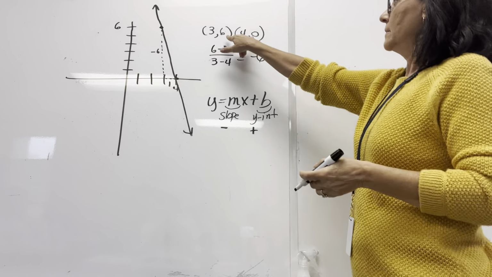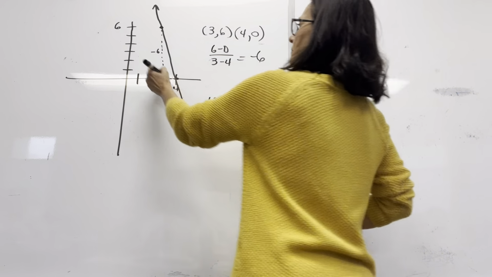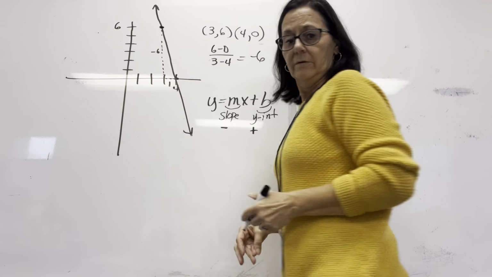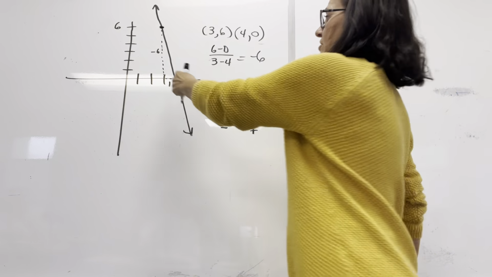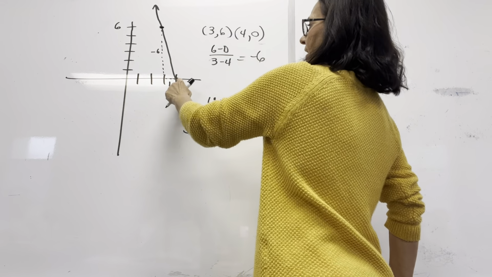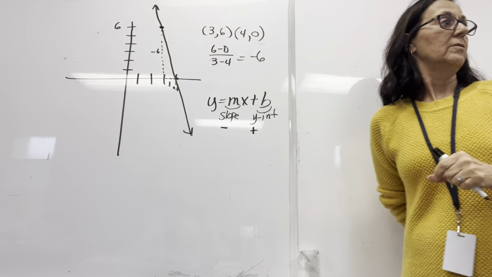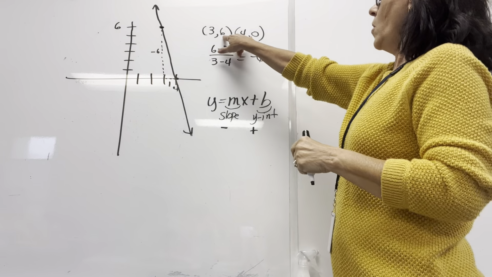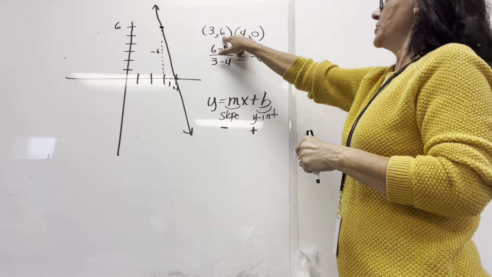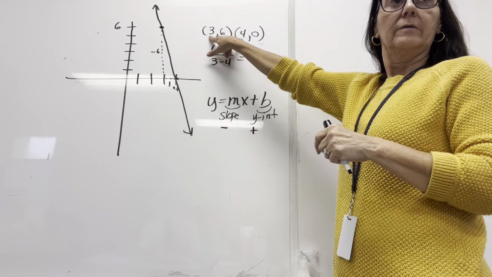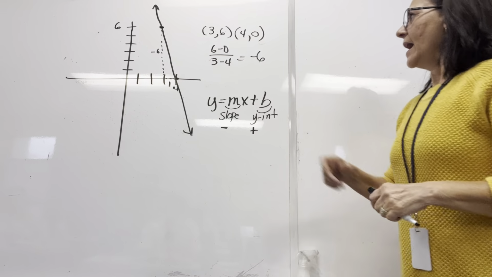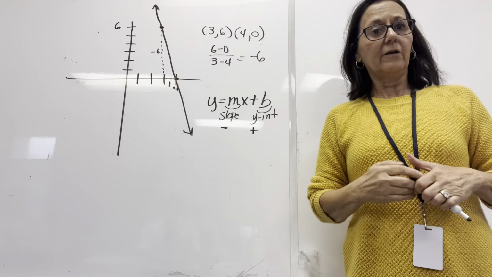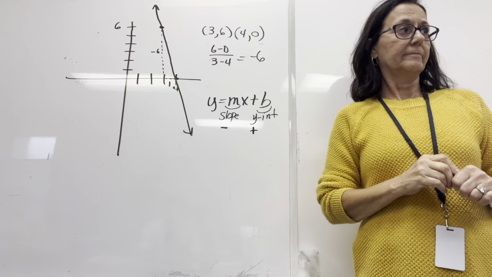Why did you get the 3? This point here was an obvious point on the graph. So that's 3, 6, and that's 4, 0. So it's the change in y, 6 minus 0, over the change in x, 3 minus 4. Okay? So we have the slope. Now I have a slope and I have 2 points. How am I going to arrive at the equation?